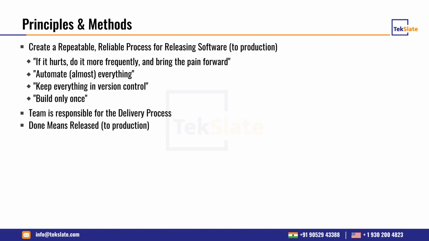Some principles: create a repeatable, reliable process for releasing software. And there are some more principles: if it hurts, do it more frequently, bring the pain forward, automate everything, keep everything in version control. We will see how Git works. Build only once. We can see in Docker where Docker comes into the picture for these things.